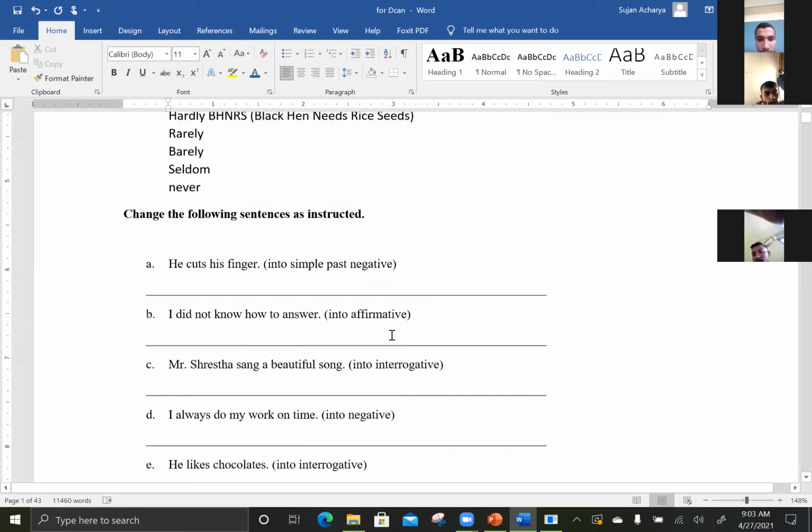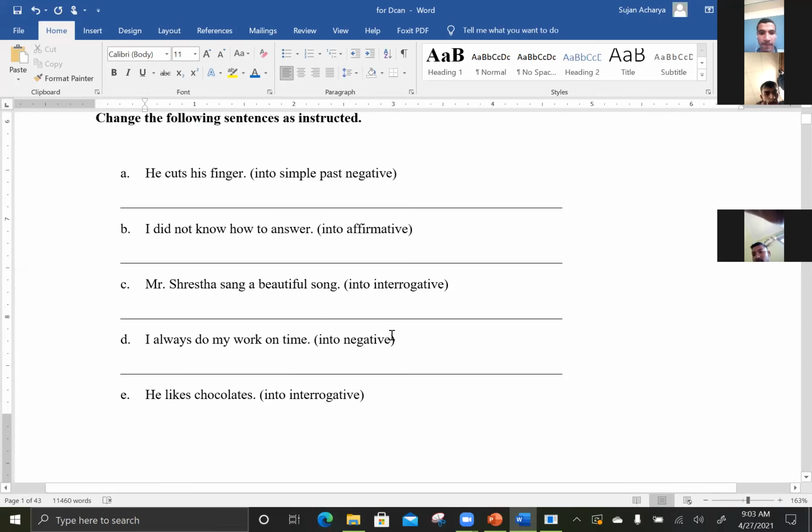Especially immediately after reading question tag, if we go to sentence transformation, that would be better, but I think it's almost time. So we'll do it in our next lesson: changing of sentence from affirmative to negative, negative to interrogative, interrogative to negative or affirmative, and so on.